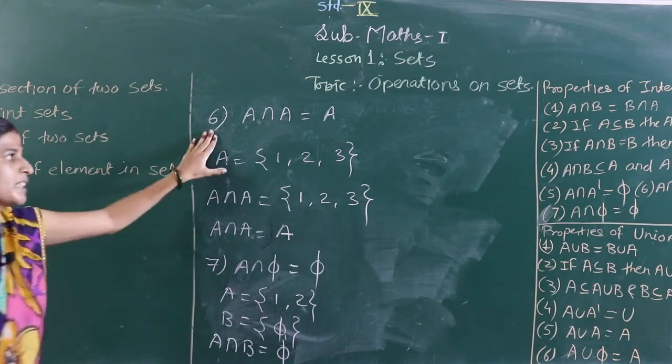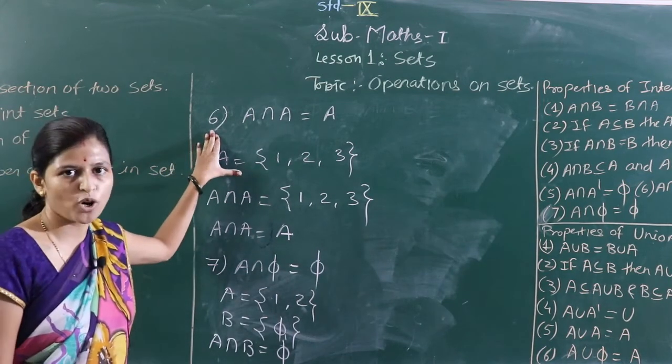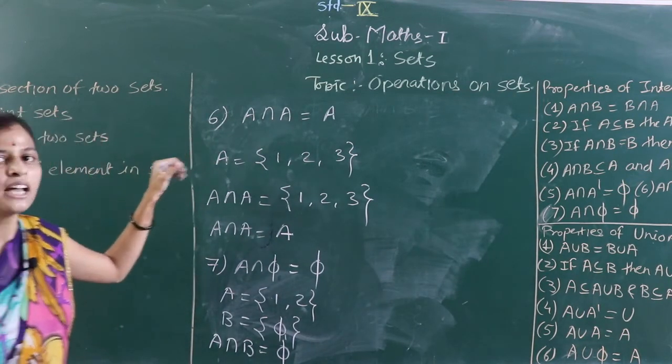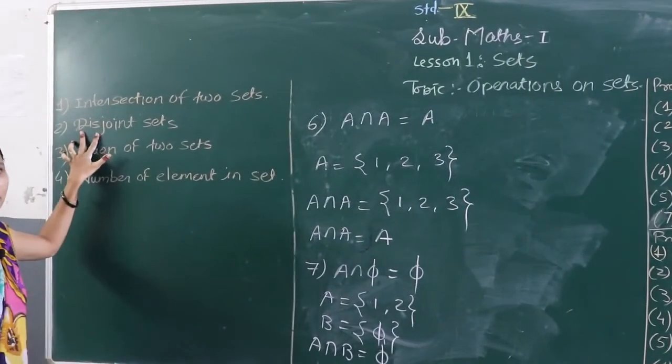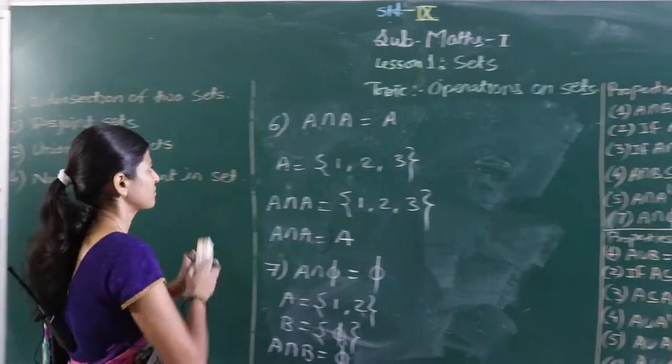This is our intersection of a set. Intersection means common elements from both the sets, and the properties of this. Now we move toward our next topic, that is disjoint set.